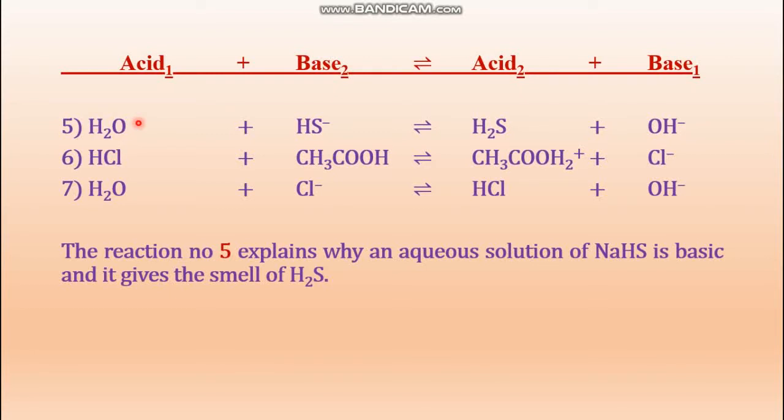So water is playing the role of an acid, so it is producing OH minus ion after having released the proton. On the other hand, that proton is being received by HS minus ion to produce H2S. So it is playing the role of a base. And since H2S gas is produced, sodium bisulfide, when dissolved in water, produces the smell of H2S gas.